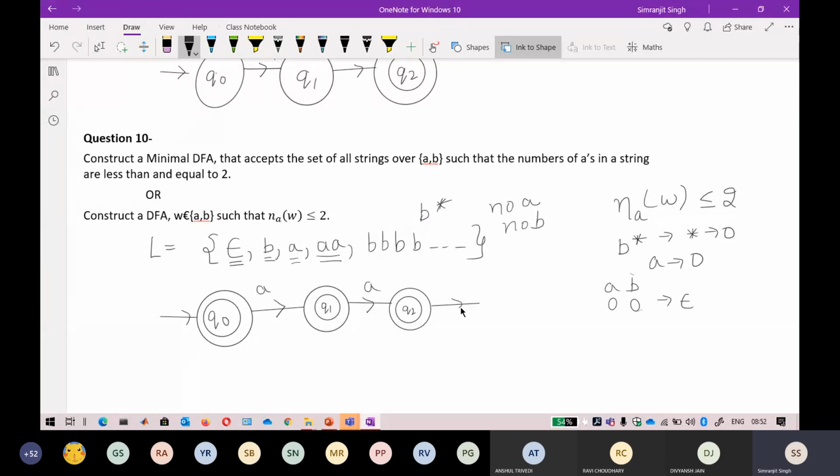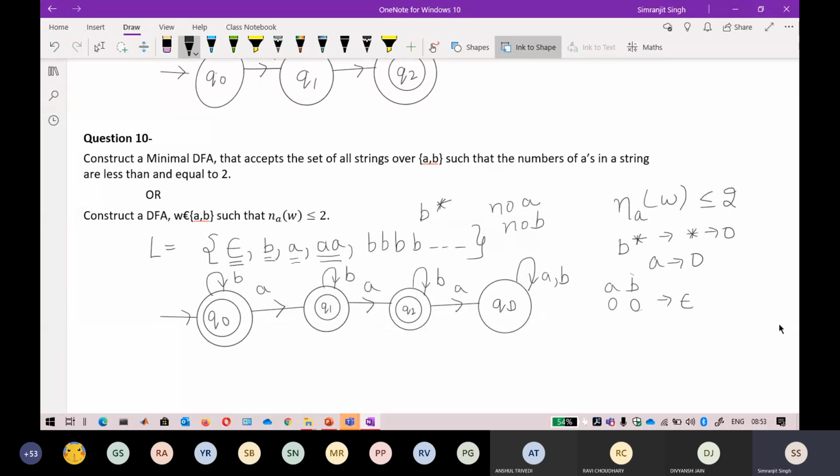After that, if any more a's are coming, it just goes into a dead state and stays there. If there are more than two a's, it should go to a state from which it is not possible to come to the final state. That is why I'm calling this a dead state. I do not need to worry about b. b can be anything, so I just do a self loop of b here. Okay, so this is your answer. I think most of you have drawn it correctly.